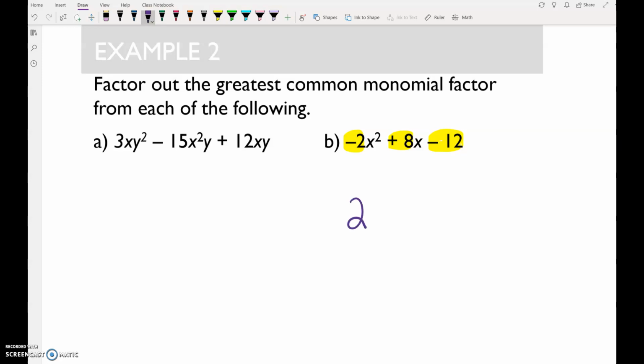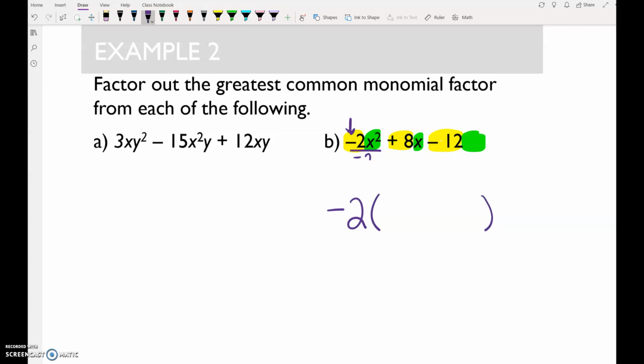Okay, now, huge helpful hint. If your first term is negative, factor out a negative. It will make whatever comes next easier if your first term is not negative. So negative 2, and now look at the x's. Do all 3 terms have x's in common? No, so we don't have an x in common. We can't factor out an x.